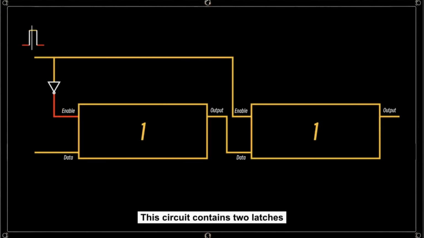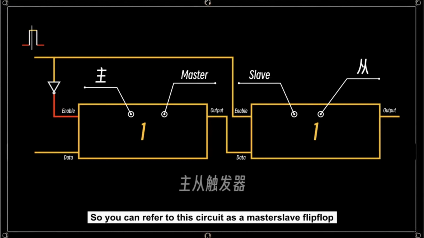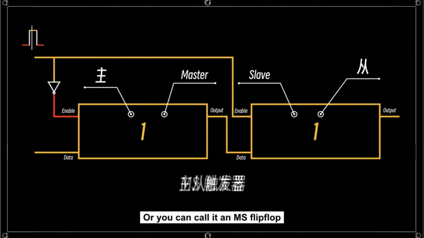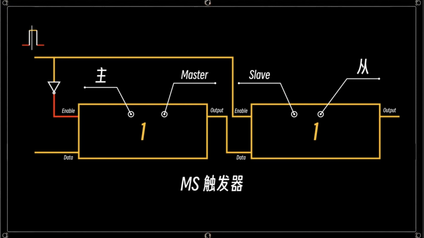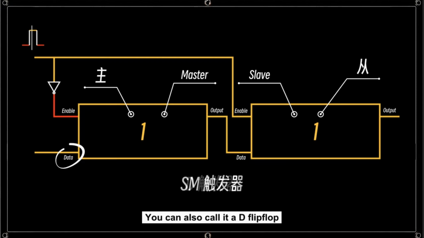This circuit contains two latches. One is a master, one is a slave. So you can refer to this circuit as a master-slave flip-flop, or you can call it an MS flip-flop. Alternatively, it can also be called an SM flip-flop. Hey, why am I feeling a bit excited? Of course, this circuit also has a data pin. You can also call it a D flip-flop.